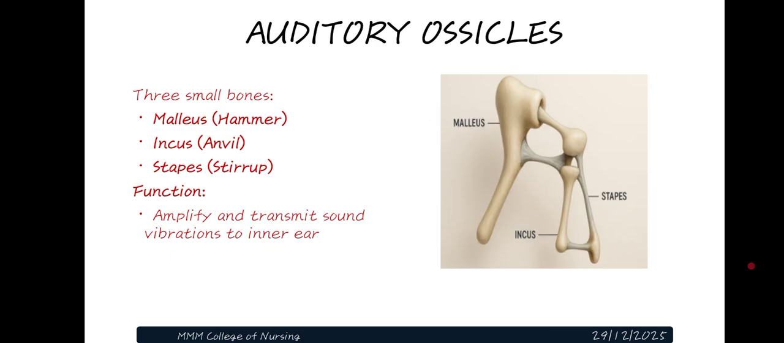Auditory ossicles: three small bones: malleus, hammer; incus, anvil; stapes, stirrup. The functions are to amplify and transmit sound vibration to the inner ear.